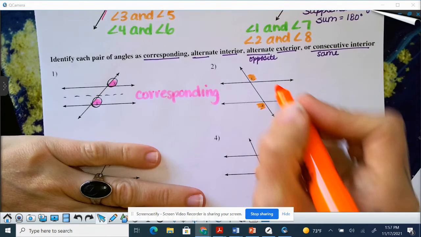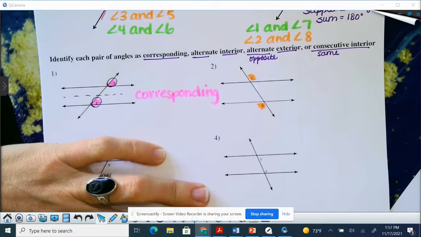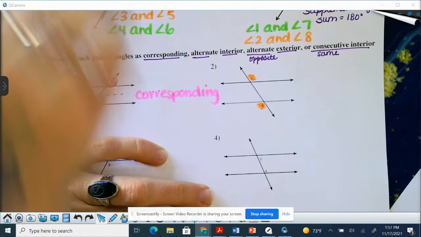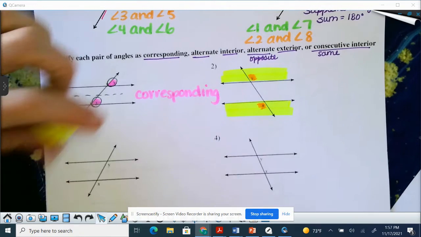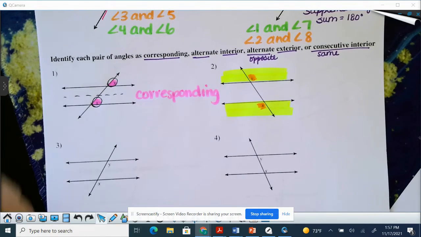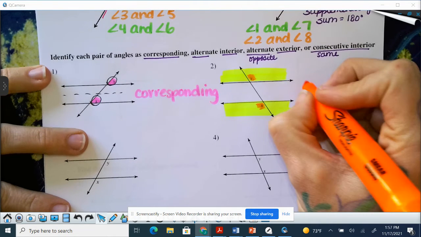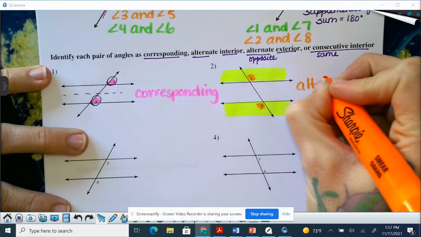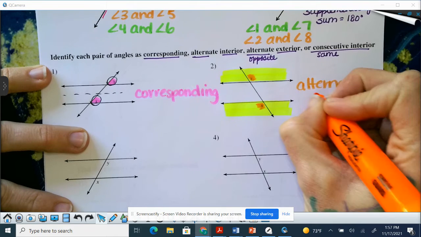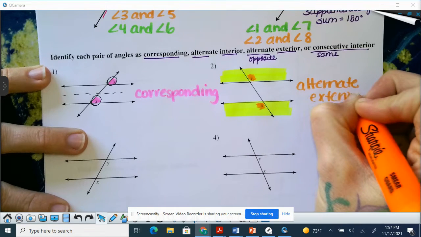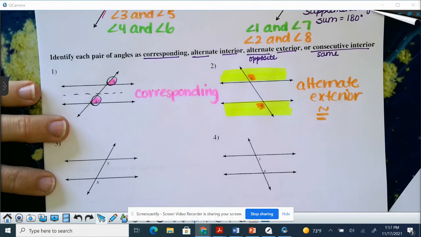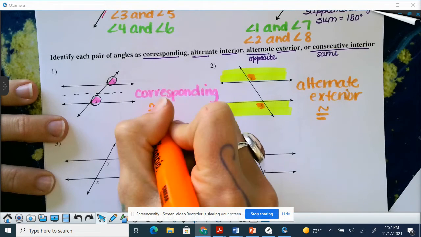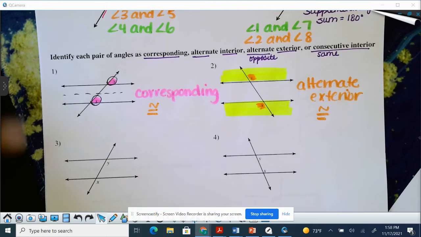So they are alternating along the transversal. They are on the outside of those parallel lines. So relative to our first set of notes, it's on the outside. So out here. So we know it's an exterior. So these are going to be alternate exterior. And we know alternate exterior are congruent. Also corresponding are congruent. That squiggle with the equal is congruent.